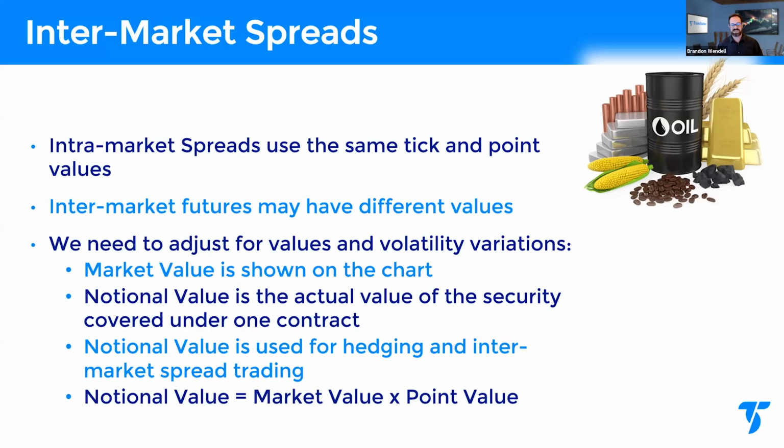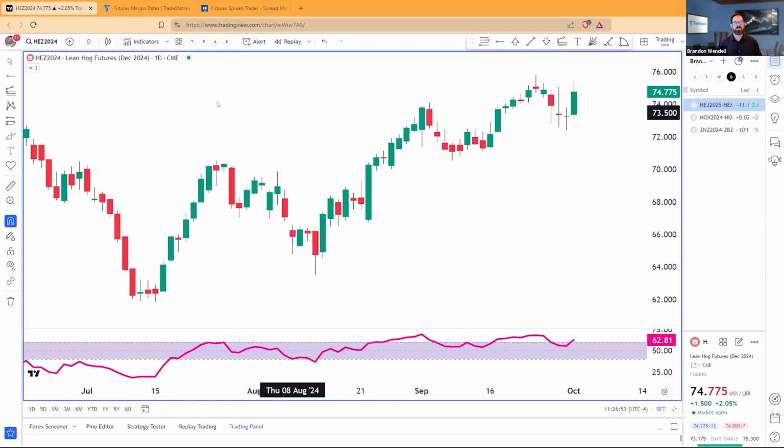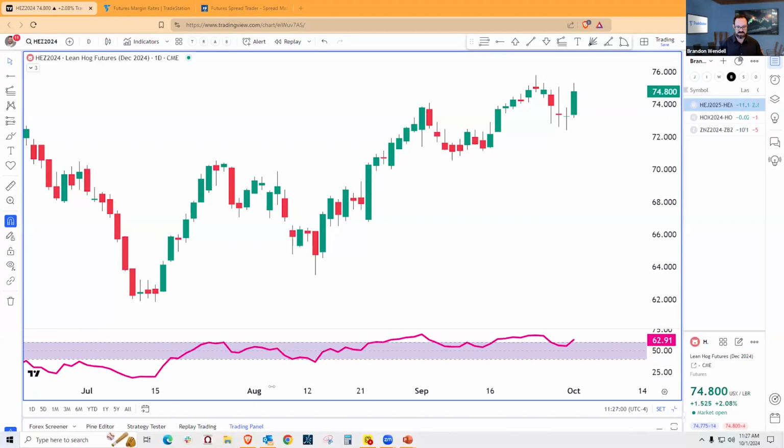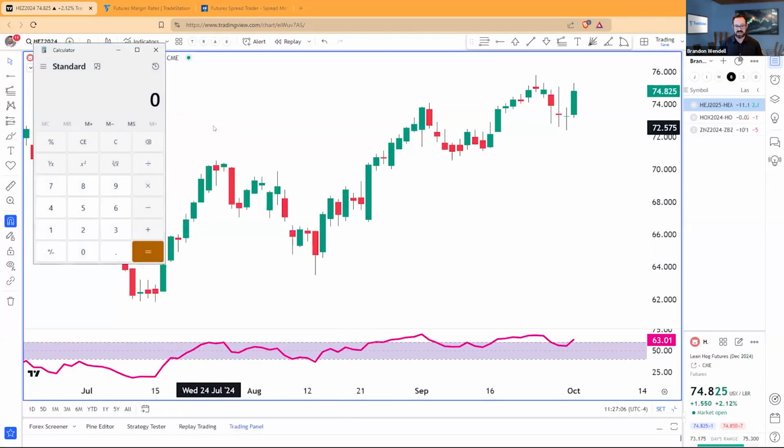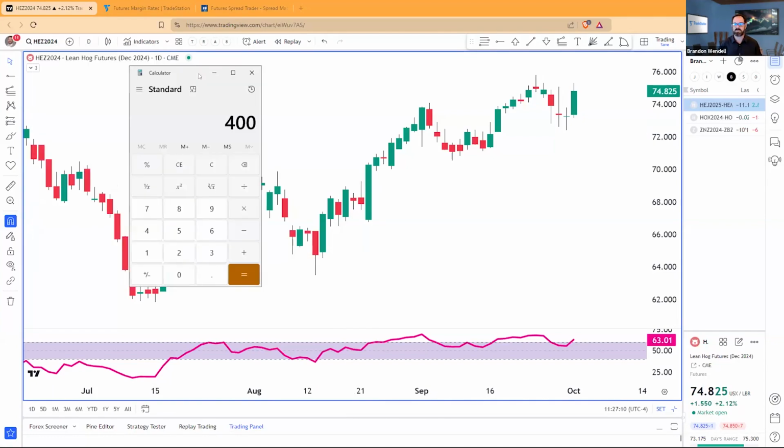That's all. So if we wanted to know for lean hogs, what is the notional value currently? I'm going to use a calculator. And all I have to do is, okay, point value is $400 per point for lean hogs. And if you don't know, you can look it up. There's places to do that. And let's multiply it by, say, 74.825. And one contract has a notional value or basically covers $29,930 worth of lean hogs. That's the actual value of that contract.